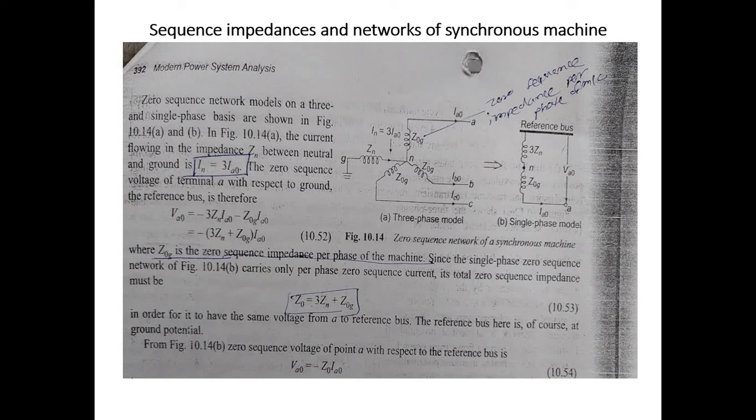So, if we consider the single phase model, in this case 3 Zn, that is the neutral impedance, will be in series with the impedance of all three phases, and voltage Va0, that is zero sequence voltage, is applied across these, and the reference bus is nothing but the neutral bus. So if we see the formula, Z0 is equal to 3 Zn plus Zg0. And what is the relation between this zero sequence impedance and zero sequence voltage? Va0 is equal to minus Z0 into Ia0. That is, zero sequence voltage is nothing but the negative multiplication of zero sequence impedance and zero sequence current.